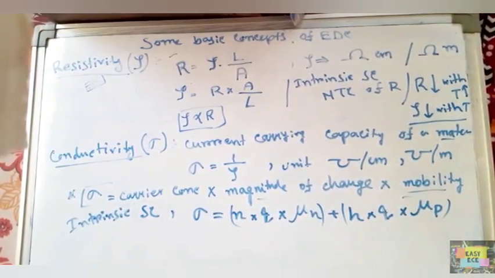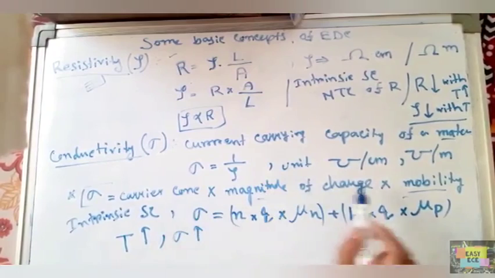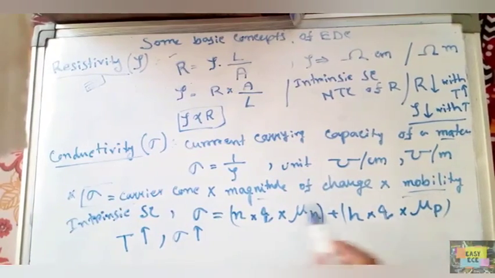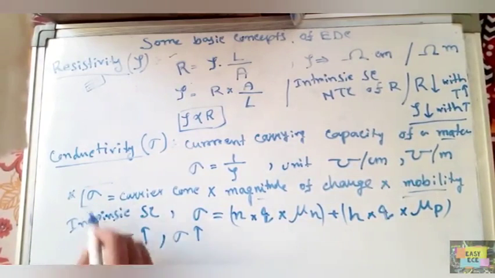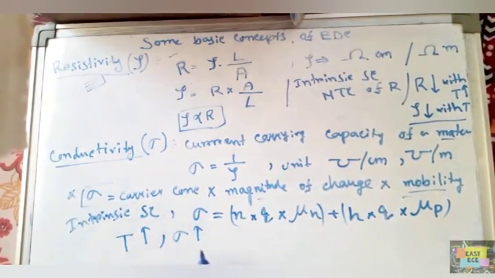Now if temperature is increasing, then sigma is also increasing, because the carrier concentration, mobility and so on are changing. So that's why sigma is also changing.